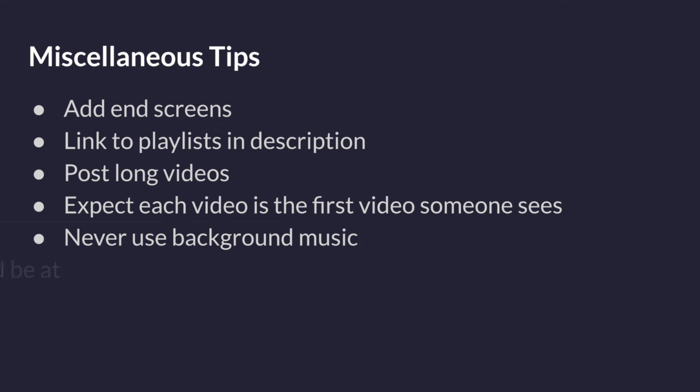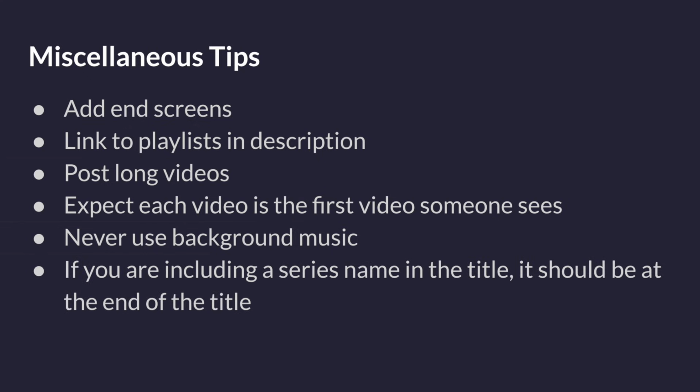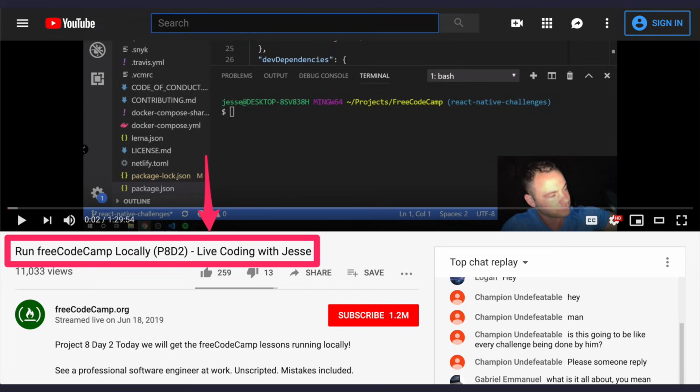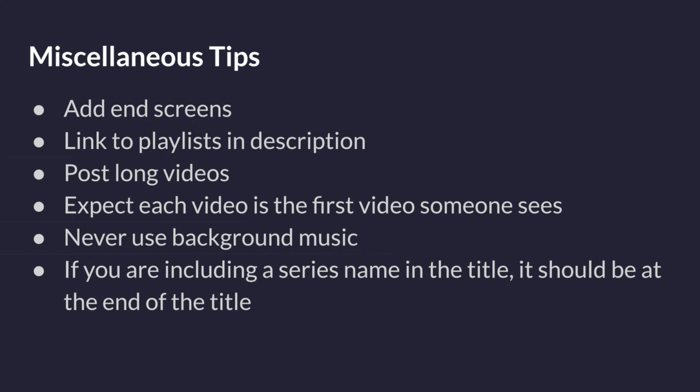Next, if you are including a series name in the title, it should be at the end of the title. For instance, if you have a video that's called JavaScript Tutorial - Lists, like maybe you're creating this JavaScript series and you're on a video that's just about lists, put the word Lists at the beginning of the title and the words JavaScript Tutorial at the end of the title.